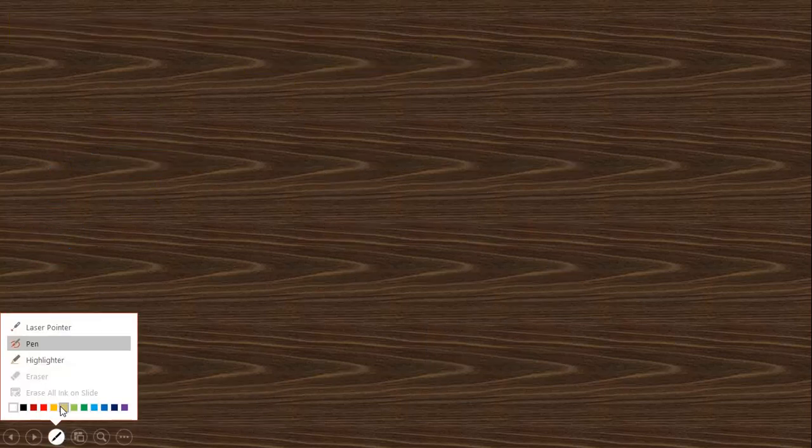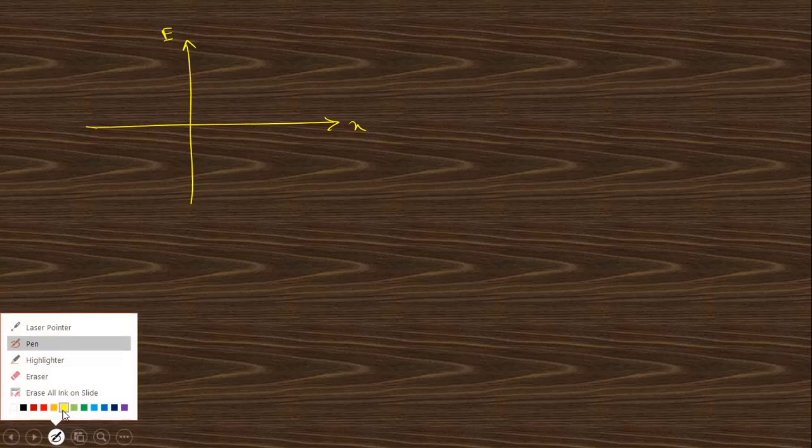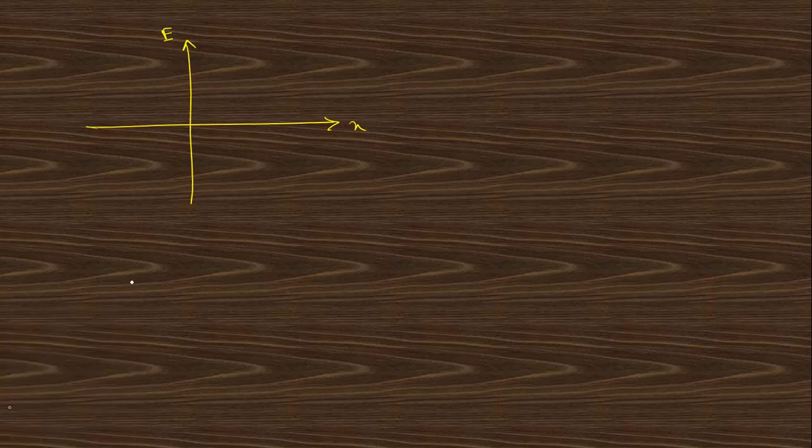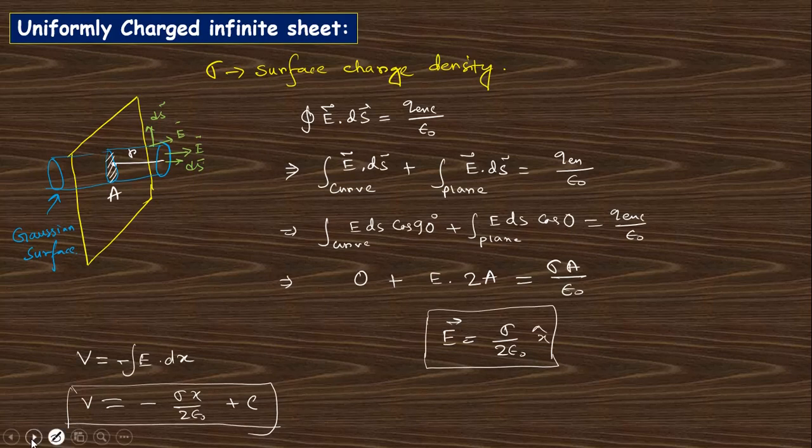If you want to draw the electric field with respect to x, for the positive x axis this is positive, and for the negative x axis this will be negative. So the curve will be like that, sigma by 2 epsilon naught and minus sigma by 2 epsilon naught, and the potential will increase linearly with some constant value like that.